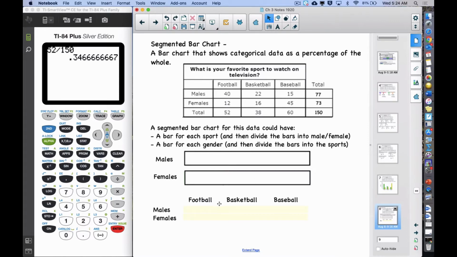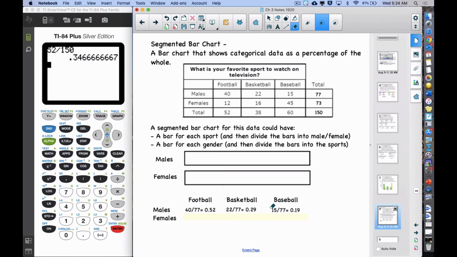So one of the first things we need to do is calculate these percentages. When I look at that male bar, I need to figure out the percent for 40 out of the 77 that prefer football, 22 out of 77 that prefer basketball, and 15 out of 77 that prefer baseball. And then I need to calculate those into percents. So I just need to divide, and be careful with your rounding. If you're careful with your rounding, you should end up with things totaling 100%. Sometimes if it's off by a decimal, you just double-check your rounding.